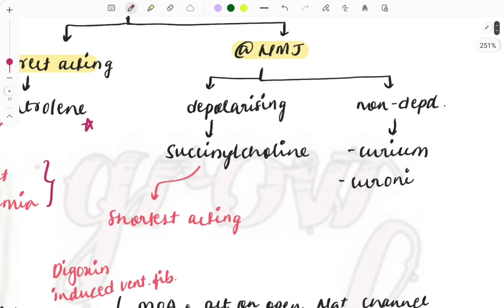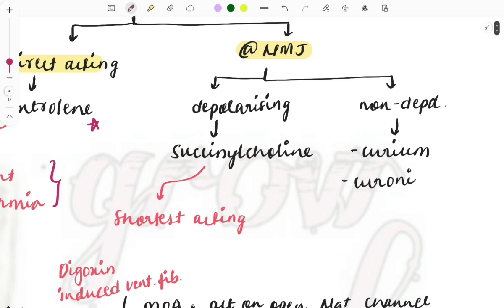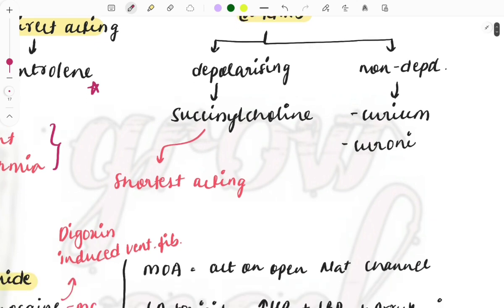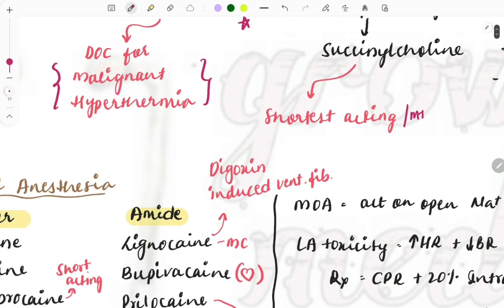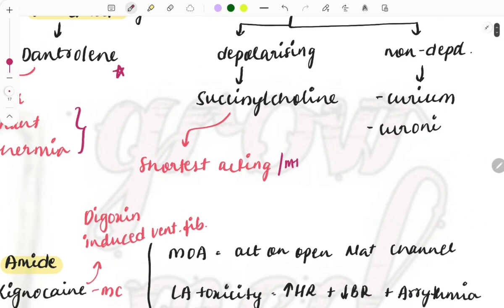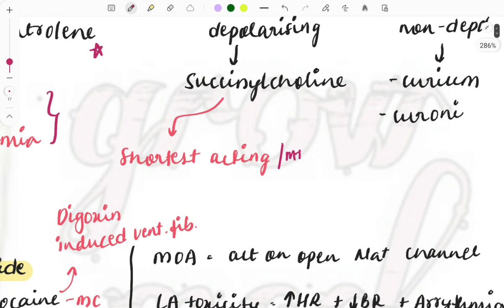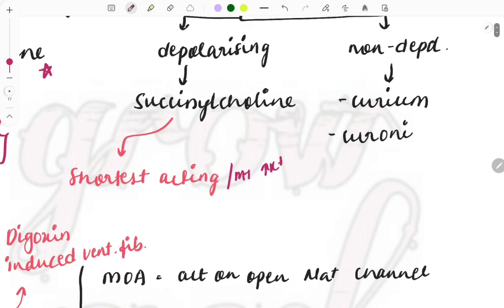Then the drugs that act on the neuromuscular junction are again classified into depolarizing and non-depolarizing. Depolarizing is succinylcholine, which is the shortest acting muscle relaxant, and this drug can cause malignant hyperthermia, as we just discussed. Dantrolene is the drug of choice, but succinylcholine itself causes this hyperthermia, and it also causes fasciculations and can increase potassium levels. So we need to use these drugs very carefully.